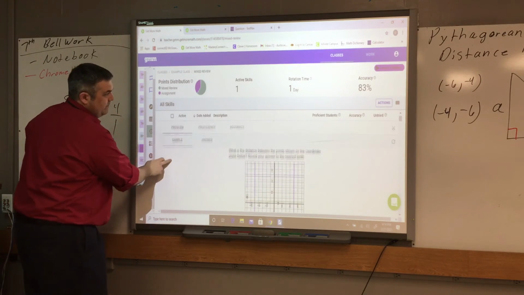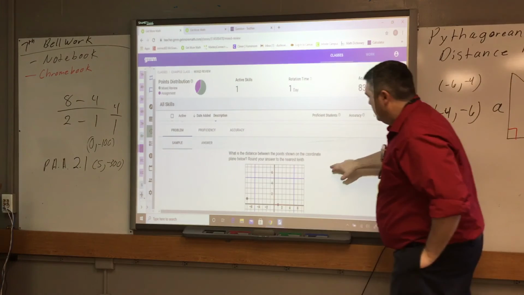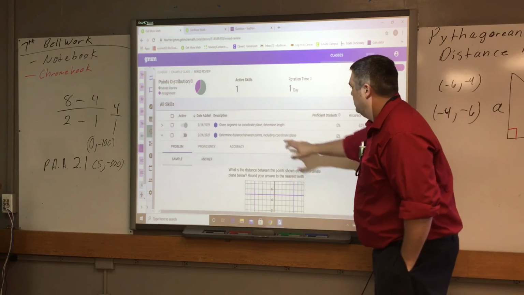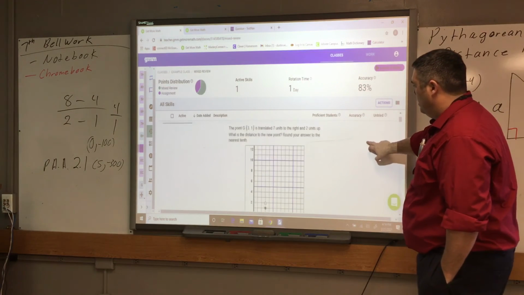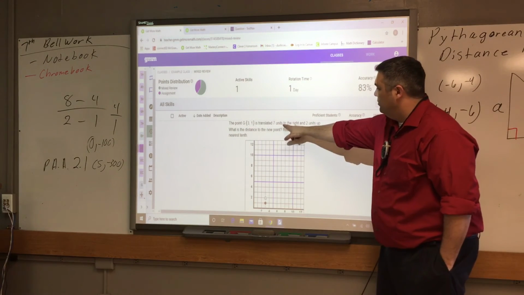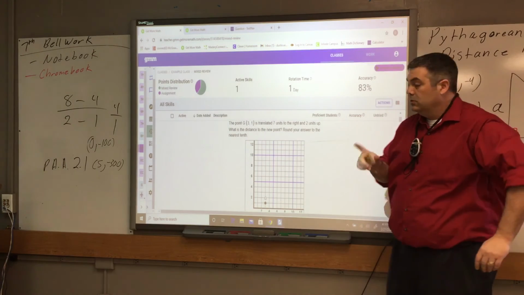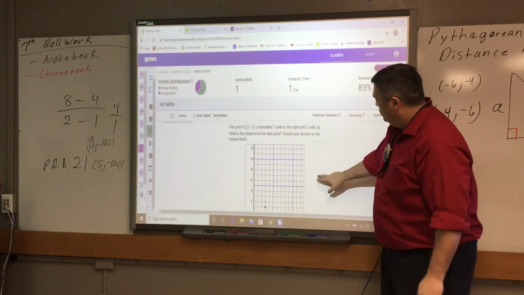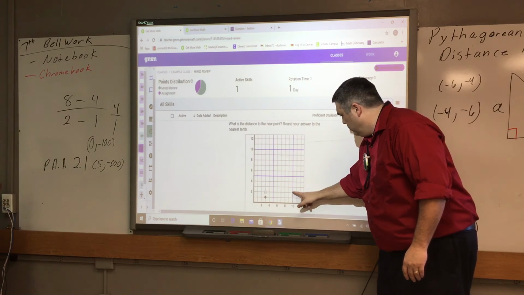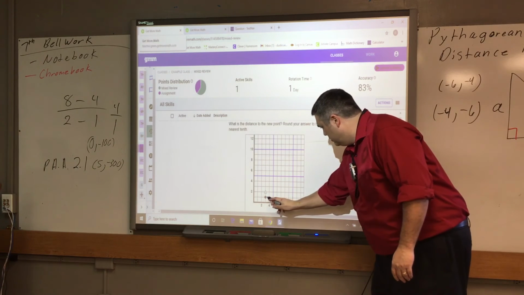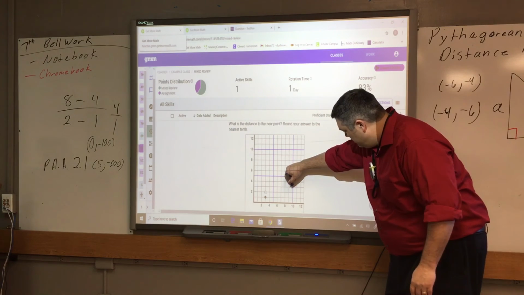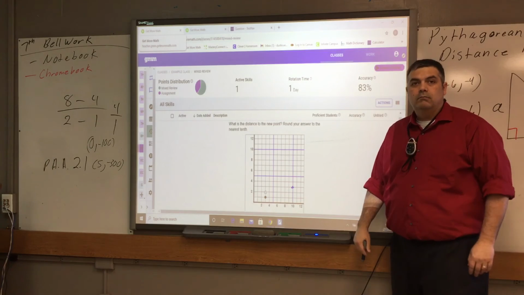All right, let's see if I can find one that says to translate this. Oh yeah, what is the distance between the 2 points shown? No, that's not it. It should be up here. Here it is. Okay. The point G, 3, 1, is translated 7 units to the right and 2 units up. So 7 units to the right and 2 units up. So 1, 2, 3, 4, 5, 6, 7, 1, 2. So they put a point right here. Okay?